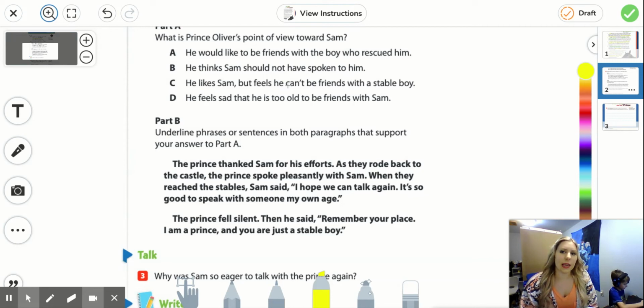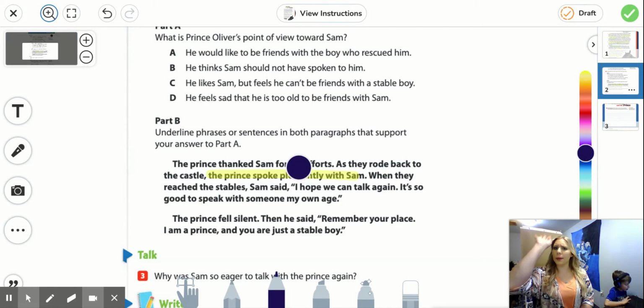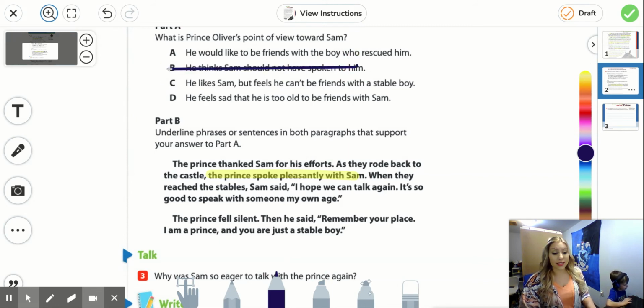So I see a lot of us saying B. He thinks Sam should not have spoken to him. But when it says the prince spoke pleasantly with Sam, that means the prince and Sam were talking back and forth. If he thinks Sam shouldn't have spoken to him at all, he wouldn't have spoken pleasantly to him. Does that make sense? Like if he thought, you should not talk to me, I am a prince and you are nothing, then he wouldn't have talked back and forth. So it's not B. It's not that he thinks Sam shouldn't have spoken to him, because the prince and Sam talk back and forth a lot on their way back, right?